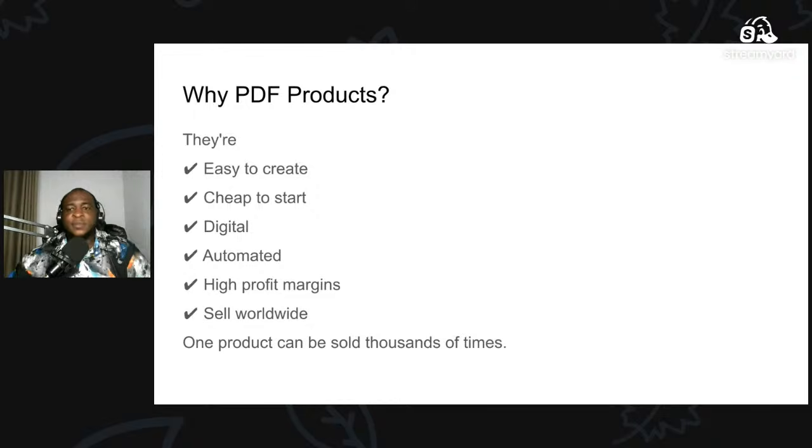Do you understand? At any point in life, people will continue to buy information. Yesterday, I bought a course. Today, I'm buying a course. People are buying information every day. People are buying ebooks. People are buying community. So information will continue to thrive. Now, one section of information is PDFs. Why PDFs? They are easy to create, cheap to start, digital, automated. They have high profit margin.